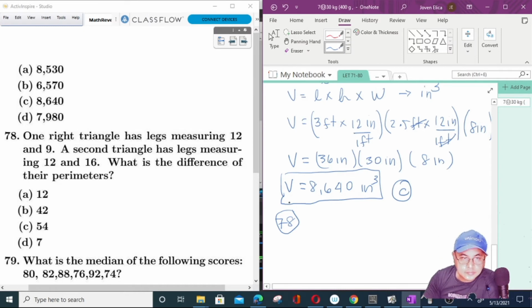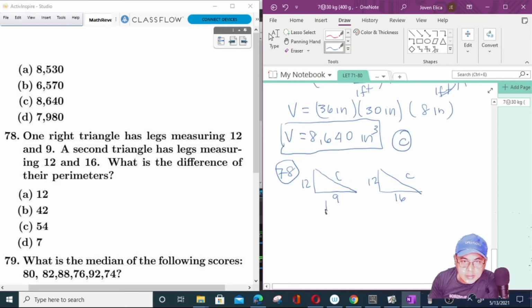So there are two triangles, not right triangle, given right triangles. The first one has 12 by 9, or 12 and 9. Let's say this is 12 and 9, and this is the hypotenuse. Another, a second triangle, measures 12 by 16. So also, let's say.